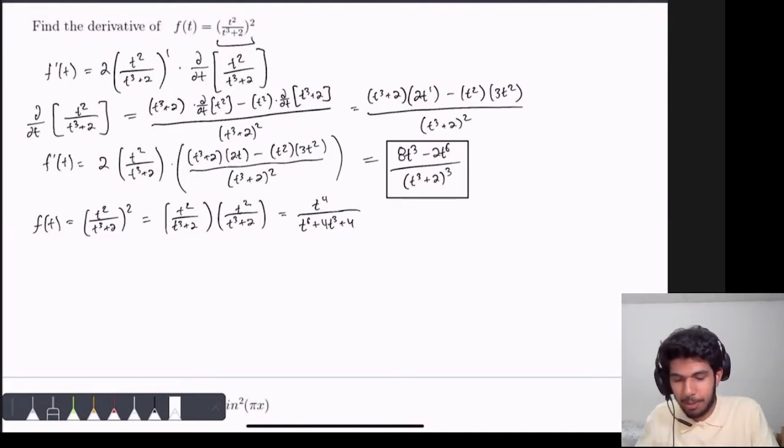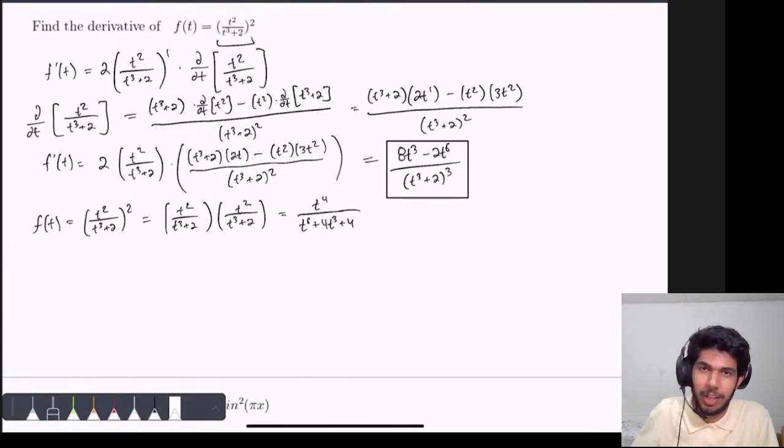But if this power up here was like 5, I wouldn't want to spend that time multiplying out all of those fractions and then hoping that I don't mess up my algebra. For that, I would want to use this chain rule. Awesome. So that's a good question.